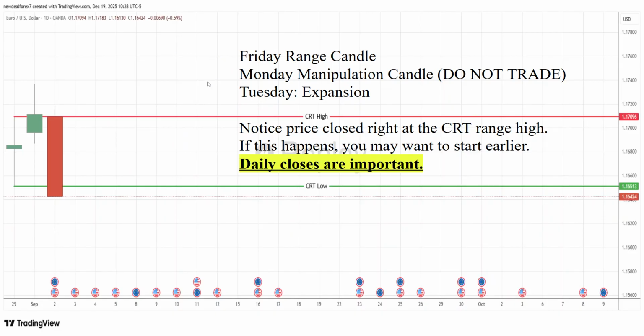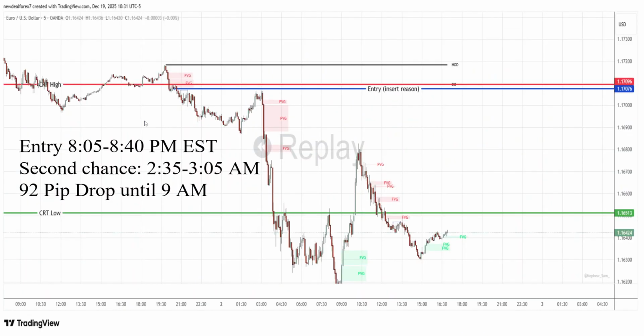Another one, here's a Friday range candle, which is this doji right here. We have a Monday manipulation candle. Not the best one because it closed right at the range, but then Tuesday gave the expansion to the upside. So remember, if it closes near the range high, then this one here was just a brief solicitation to go long, and then it dropped like a rock. Okay, so daily closes are very important. So let's take a look, see what happened.